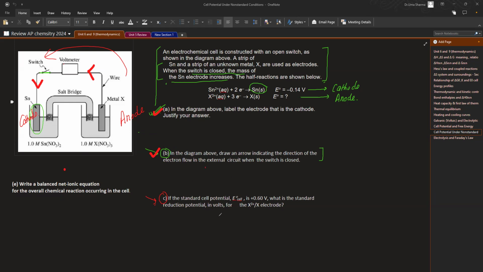Okay, now how to calculate this? We know the equation. The equation will be given to you. E naught cell is E naught cathode minus E naught anode. You can see questions are very simple. You need to know the concept very well. What is cathode? Cathode is this value minus 0.14. What is anode? Question mark. That we need to calculate. Is E naught cell given? Yes. Plus 0.60 volt.